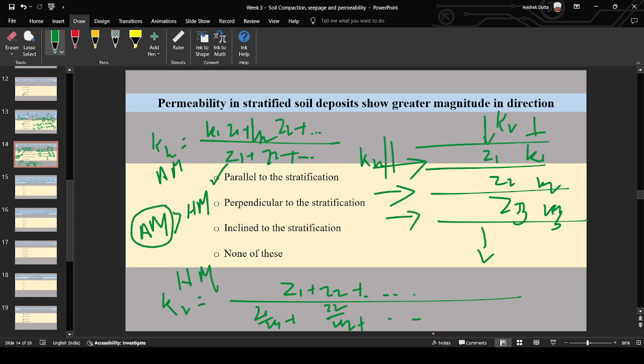I hope it was clear. It is simple because in parallel it is taking the arithmetic mean, but in perpendicular taking the harmonic mean. Arithmetic mean is always more than the harmonic mean. Okay. Next question.